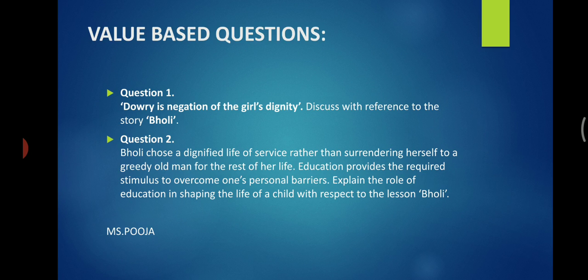And question number two: Bholi chose a dignified life of service rather than surrendering herself to a greedy old man for the rest of her life. Education provides a required stimulus to overcome one's personal barriers. So, you have to explain the role of education in shaping the life of a child with respect to this lesson, Bholi. I hope you will be able to answer these questions.